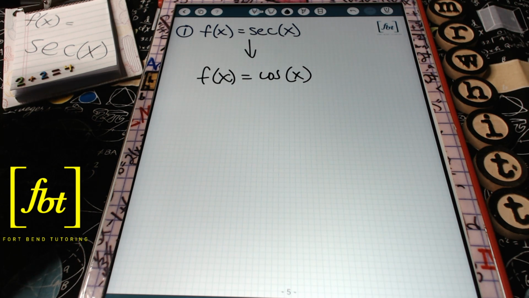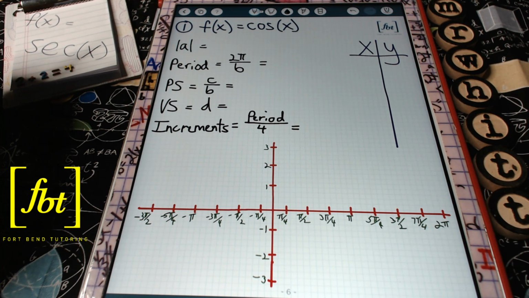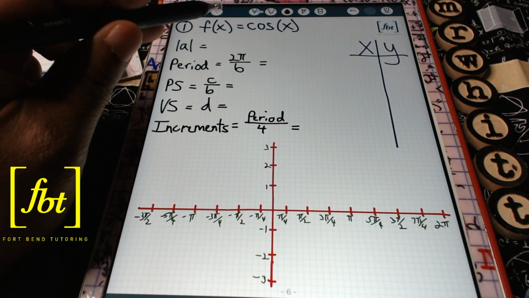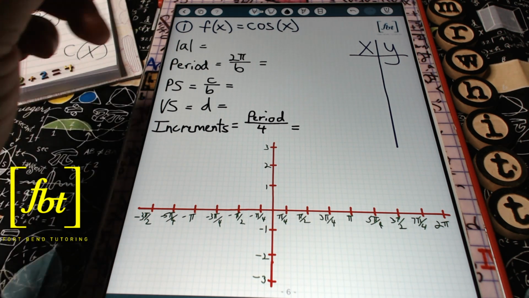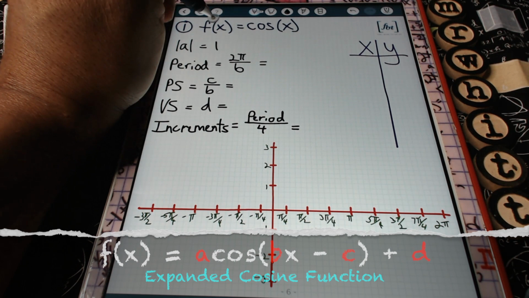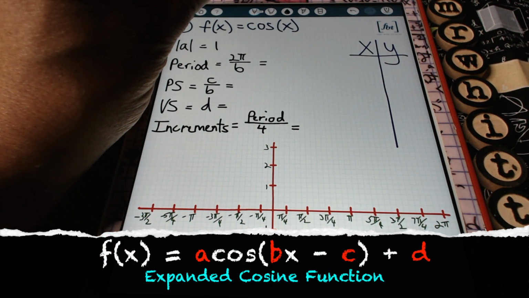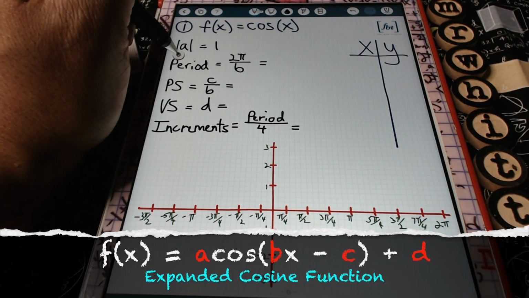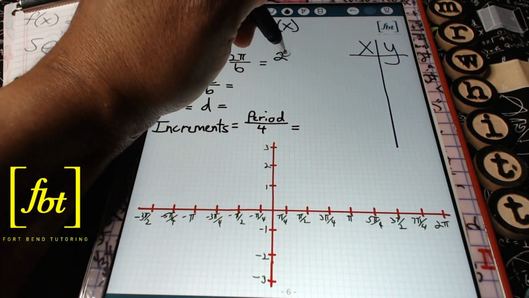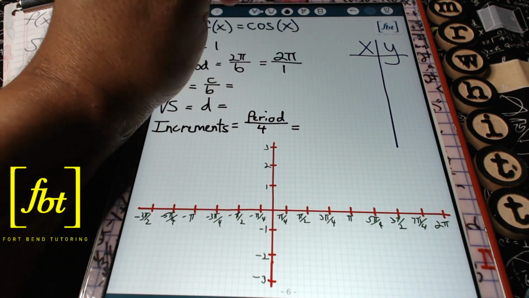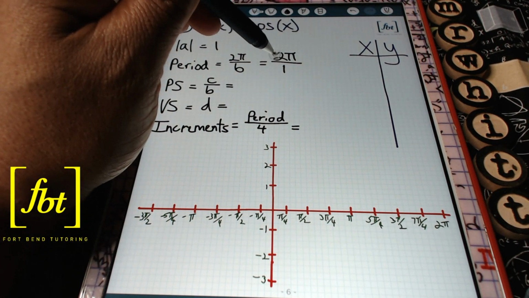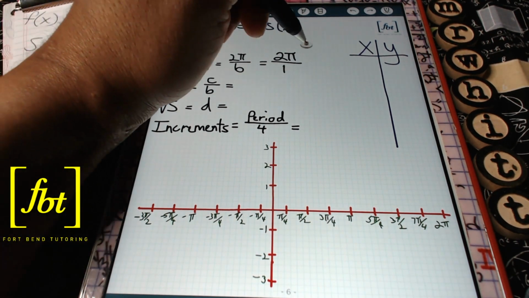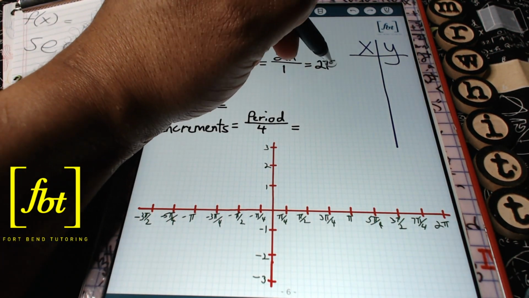Now that we have translated this into a cosine function, we'll identify the different attributes of this cosine function so that we can graph it. First of all, the amplitude is the absolute value of our a value. In this case, our a value is 1, so the amplitude of the cosine function is 1. Then our period is going to be 2 pi divided by our b value. Our b value is 1 because we have 1x. The coefficient on the variable x is your b value. We can simplify this, so your period here is going to be 2 pi.